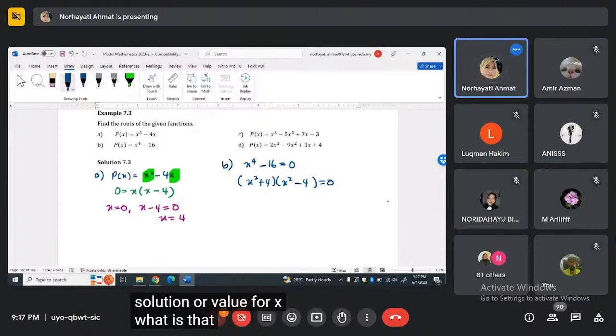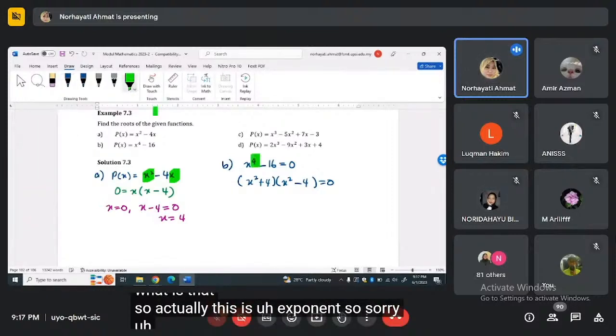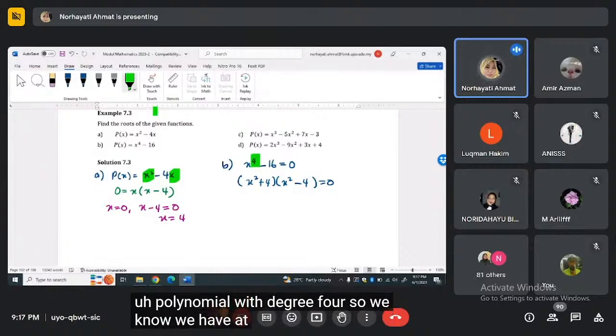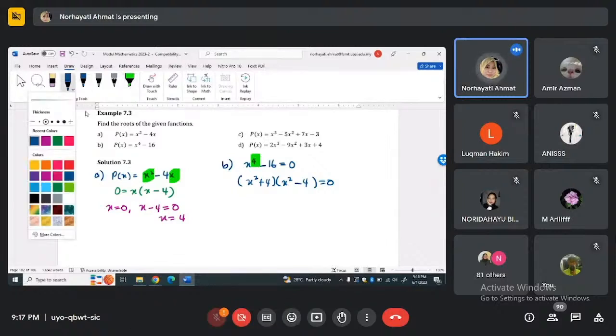Boleh tak? Boleh kan? So actually this is polynomial with degree 4. So we know we have at most 4 roots. Okay, at most 4 roots. So kalau kita factorize, kita ada 4 brackets. So kita boleh factorize yang ini.